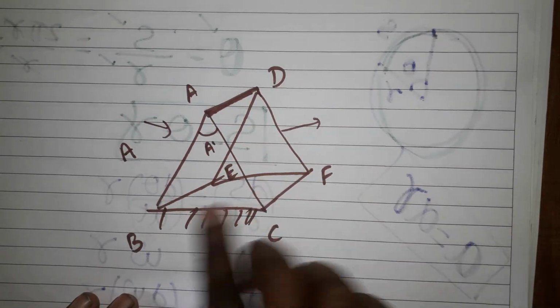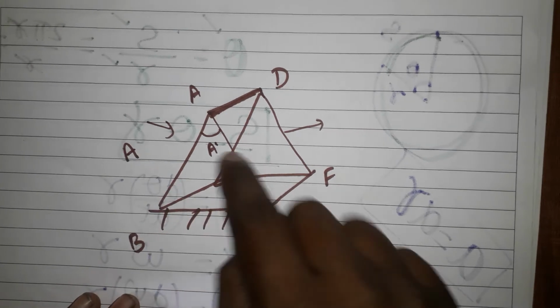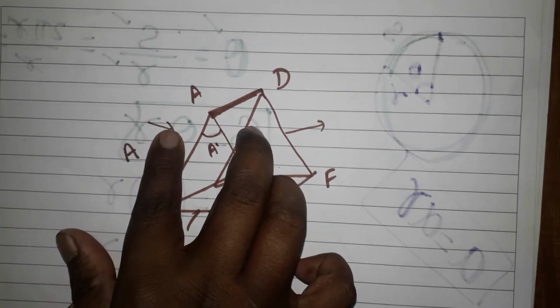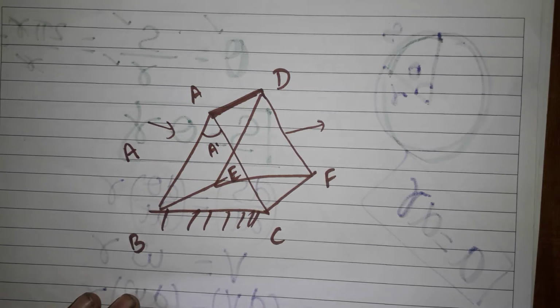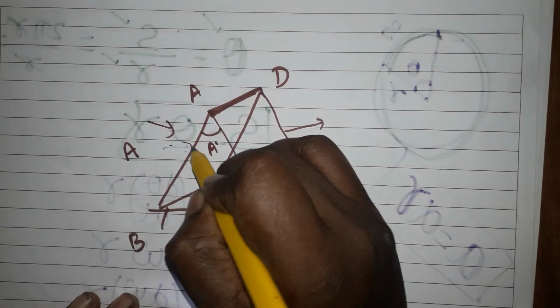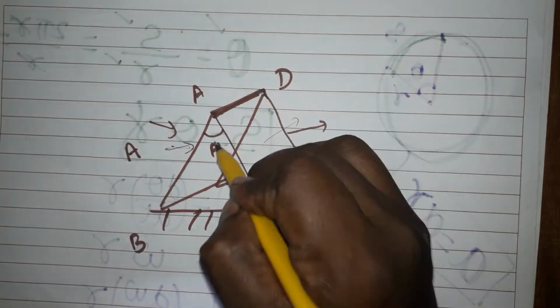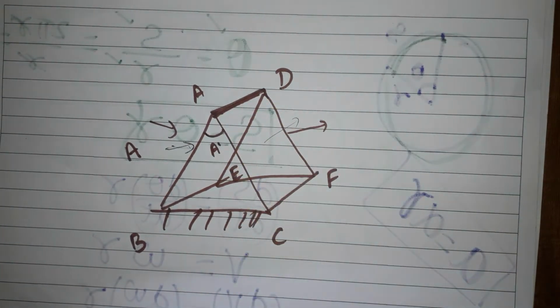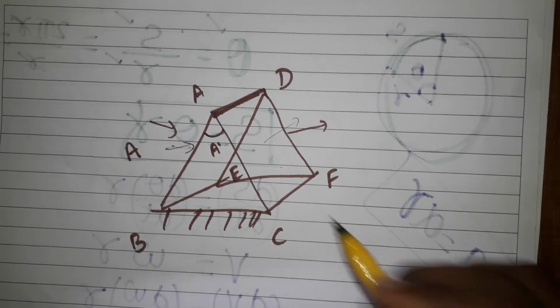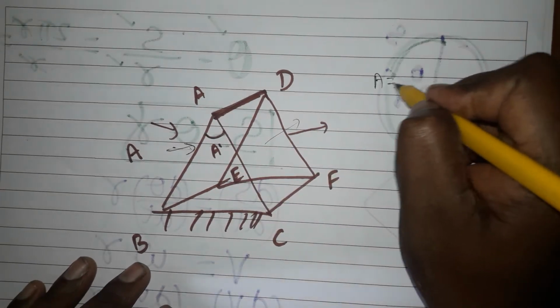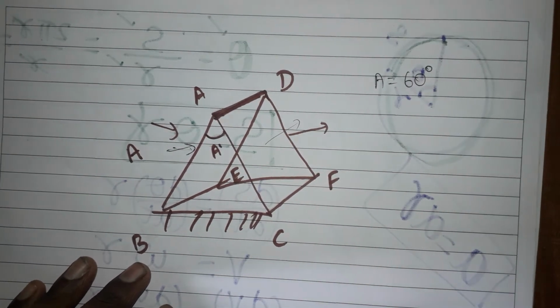The base we can take as a rough surface. The other two rectangular sides we can take as highly polished surfaces where the light can enter inside the prism and go out from the prism. This is called the refracting edge and this is called the angle of the prism. Angle A is always the angle of the prism. For an equilateral prism, the angle of prism is 60 degrees.